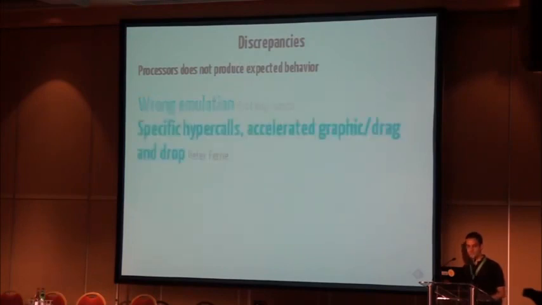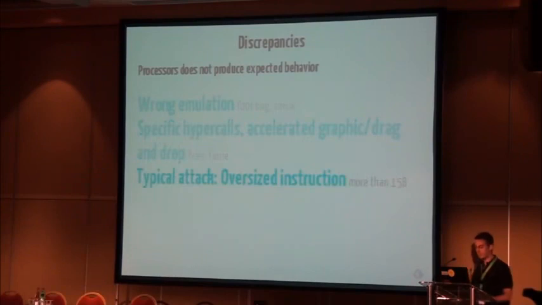Also, we have specific hypercalls. This is a nightmare for VMware backdoors and VirtualBox ones, for accelerated graphics and drag and drop, also highlighted by Peter Ferrie, if you know them. Yes. Typical attack, oversized instruction. On Intel, you cannot pass an instruction with more than 15 bytes. You know you can use the repetition prefix to do it. On VirtualBox, I think it's VirtualBox, it will simply handle the instruction, do nothing, and give you back control. On a real Intel CPU, it will generate a fault. So you can detect it again.